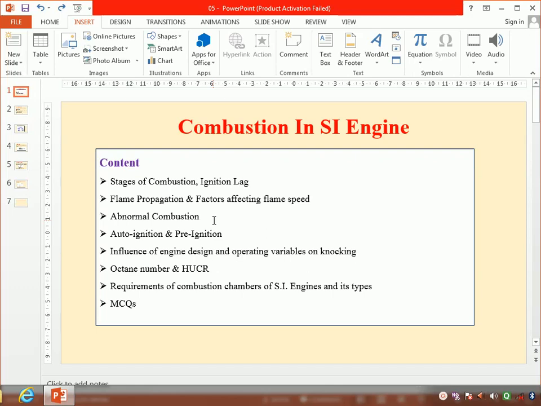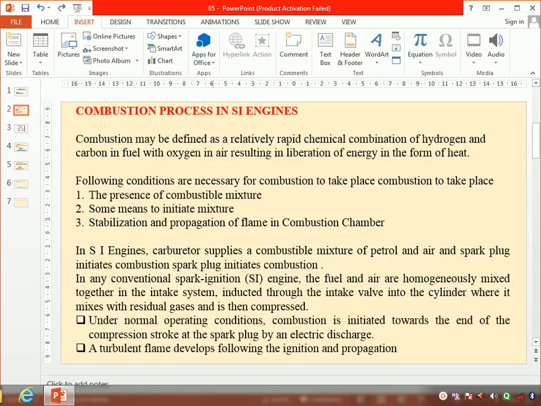So first we will discuss the first point, that is combustion. What is meant by combustion? Simply, combustion is defined as the rapid chemical combination of hydrogen and carbon, which are the main constituents of fuel, with oxygen present in the air, thereby liberating energy in the form of heat, so increasing the temperature of exhaust gases. Getting? So this is simply combustion.